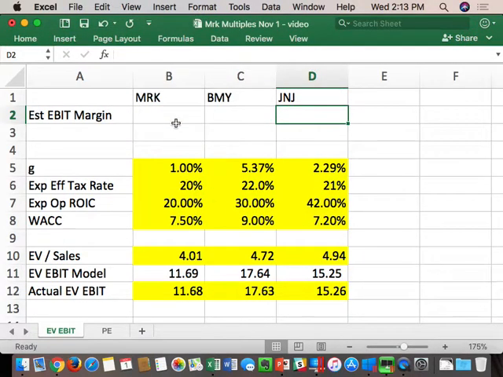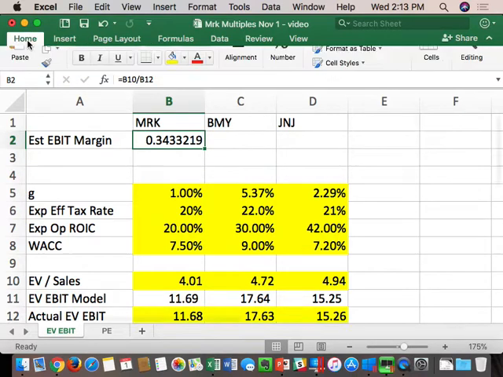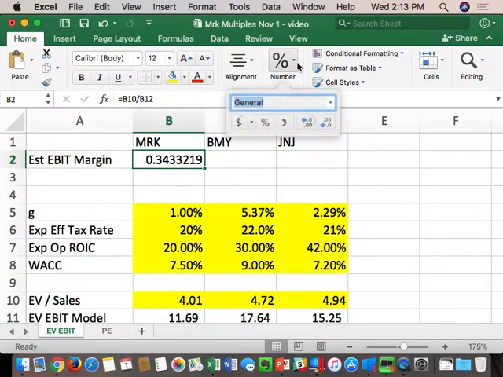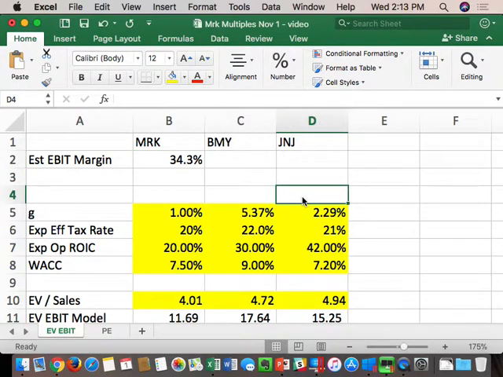So that's the point. Sitting here in plain sight, which we had already figured out, if you take our EV to sales divided by our EV to EBIT, that is the forecasted EBIT margin, operating margin in this case, for Merck, pre-tax.